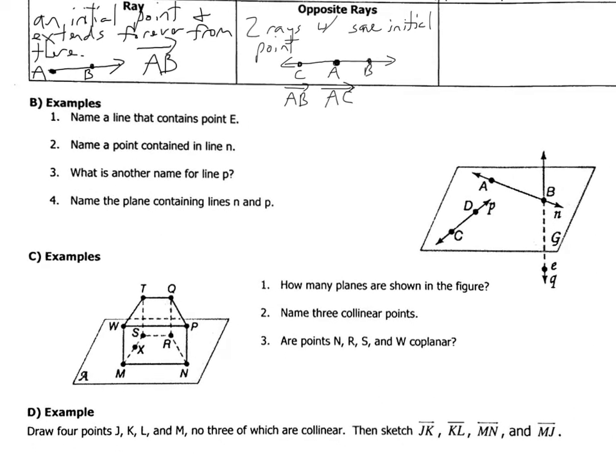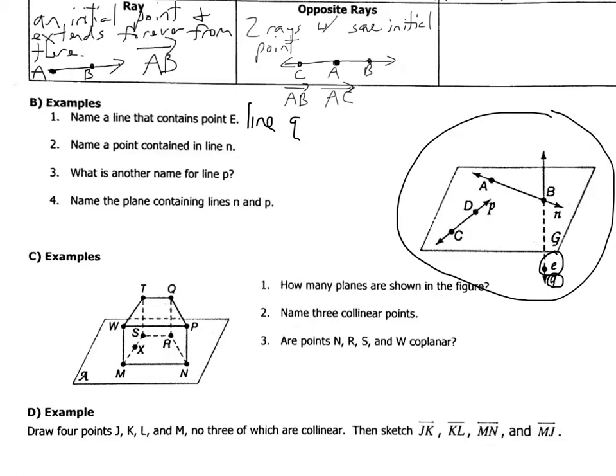So we have to name some things. It says, name a line that contains point E over here in this diagram. So here's the diagram we're looking at. It says, name a line that contains point E. So point E is right here. There's multiple ways I can name that line. If you notice it has a Q right here on the end, I could say line Q.